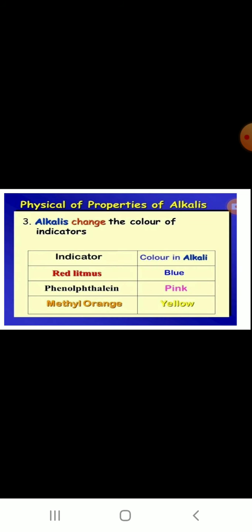You can see the list of bases given here: lithium hydroxide LiOH, then sodium hydroxide, potassium hydroxide, rubidium hydroxide, cesium hydroxide, magnesium hydroxide, calcium hydroxide, strontium hydroxide and barium hydroxide. These are the important bases. All of these have a common factor, the OH minus ion. Alkalis change the color of an indicator. I already told you about indicators. Red litmus changes to blue in case of alkali or base, phenolphthalein turns pink in a basic medium, methyl orange turns yellow in a basic medium.